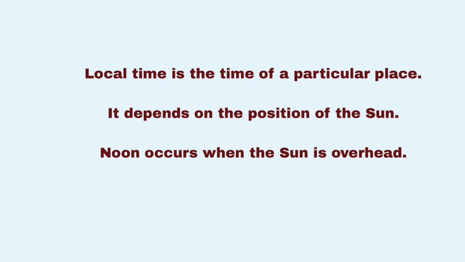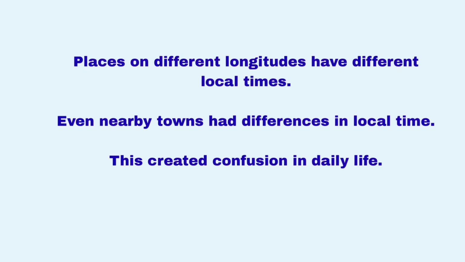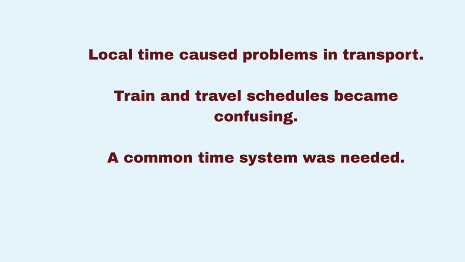Noon occurs when the sun is overhead. Places on different longitudes have different local times. Even nearby towns had differences in local times. This created confusion in daily life. And local time caused problems in transport. Sometimes travel and train schedules became confusing. So a common time system was needed.